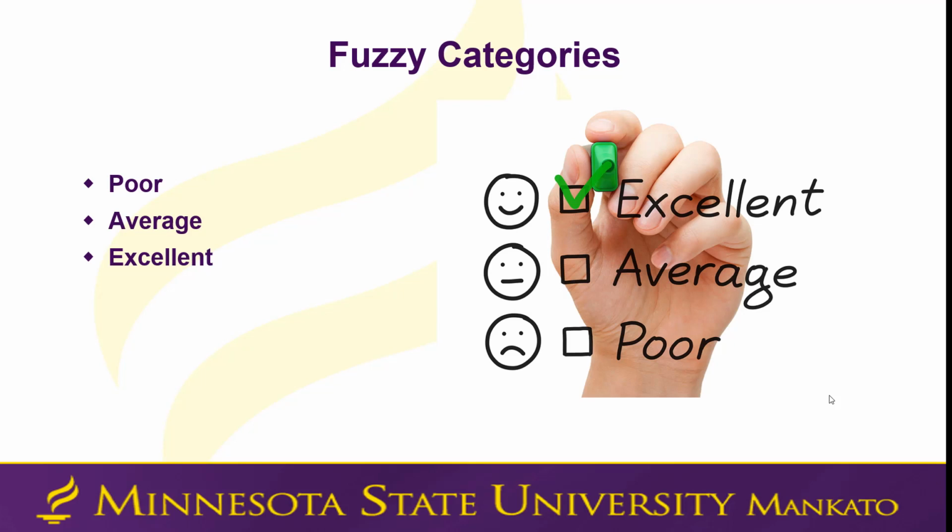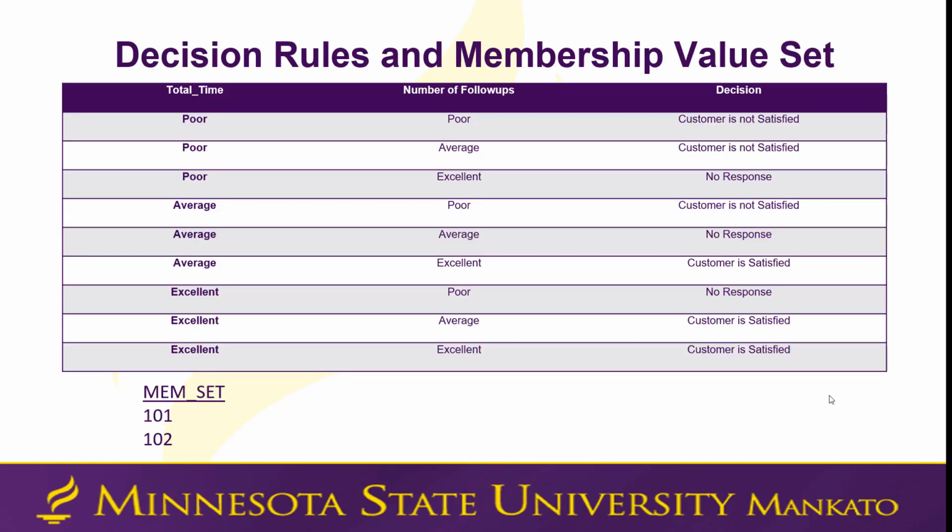In order to determine the customer satisfaction from our fuzzy database, we were able to come up with the fuzzy categories: poor, average, and excellent. We also made the decision rules and the membership value set, in which we have the total time and the number of follow-ups, which are our two major attributes.